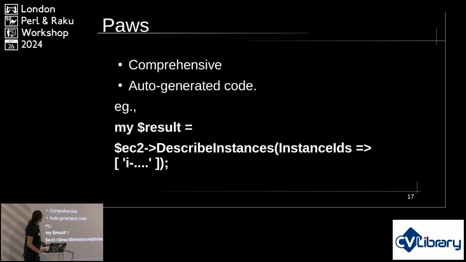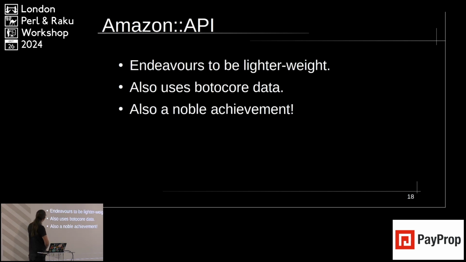Now it is big and has a fairly hefty dependency list, although some of them are the fairly common ones like Moose and so on. If that's not your thing, there's also this Amazon API module, which is written with the intent of being rather lightweight and achieves this, but also in the process uses the same Botocore data. So it is still trying to represent Amazon's API for you. And yes, I'm rather impressed that these things exist and they save you a fair bit of work.